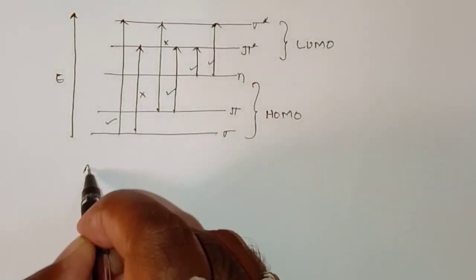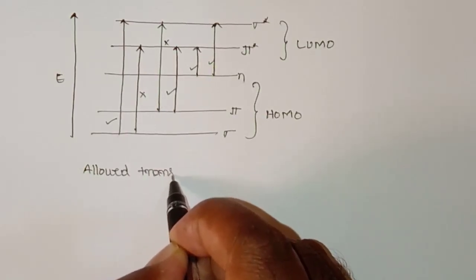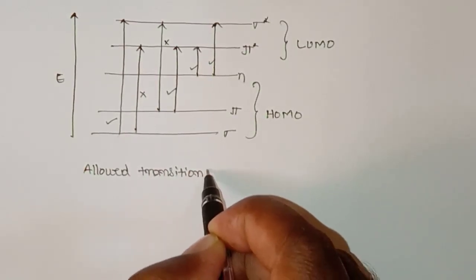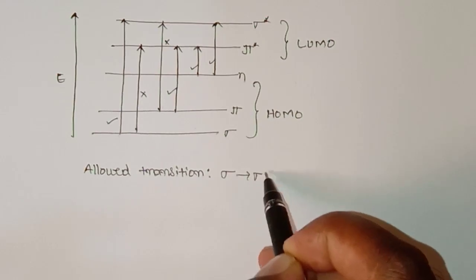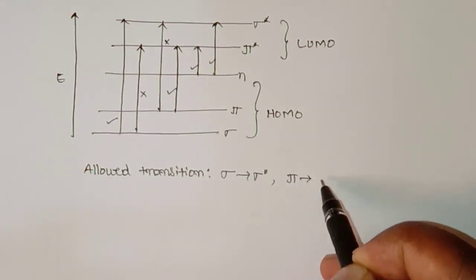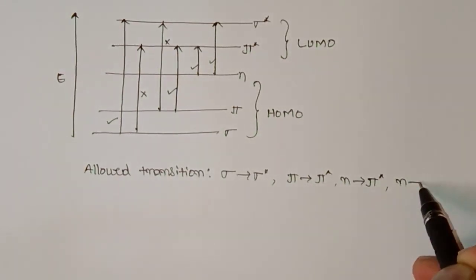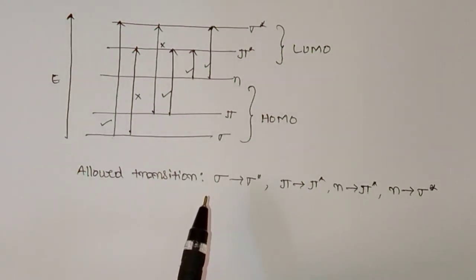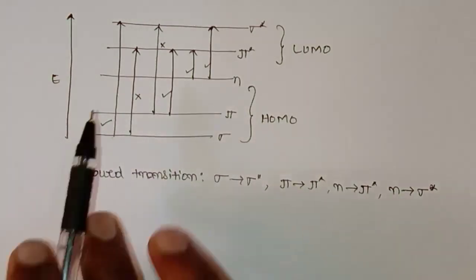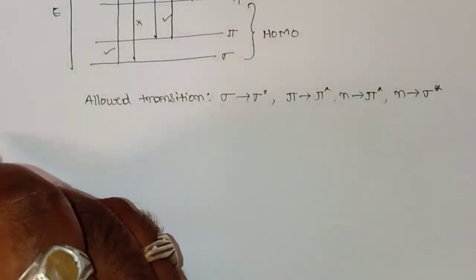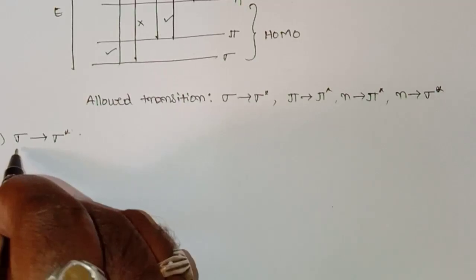That is, the allowed transitions between HOMO and LUMO molecular orbitals once the substance is exposed to the UV radiation are sigma to sigma star, pi to pi star, n to pi star, and n to sigma star. So these are the permitted electronic transitions between HOMO and LUMO. And now we shall see about the individual transitions. Firstly, let us consider sigma to sigma star transition.